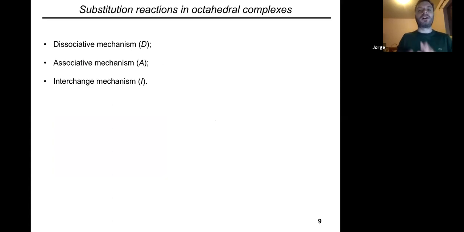Okay, there are three different mechanisms for substitution reactions in octahedral complexes. The first one is called the dissociative mechanism. The second one, the associative mechanism. And the third one is called the interchange mechanism. The symbols are D, A and I respectively. So let's start discussing the D mechanism.